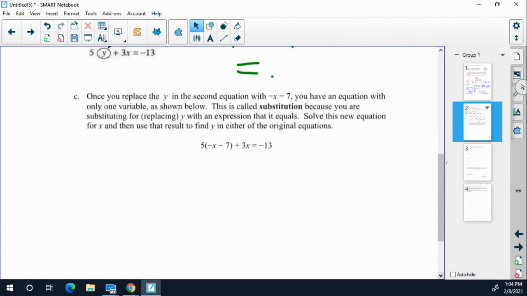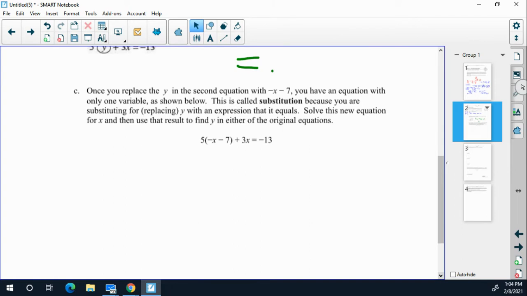What did you say, Lucas? I'm going too fast, slow me down. Sometimes I talk really fast. Once you replace the y in the second equation with negative x minus 7, you have an equation with only one variable. That's how you can solve, like here you can solve for x. We could have switched that around in the last equation, and we could have had x out by itself and solve for y first. It doesn't matter how you do it. Whichever one you want to choose.